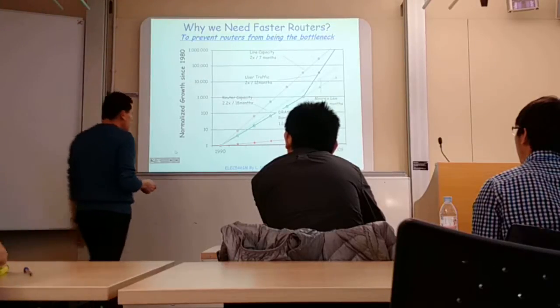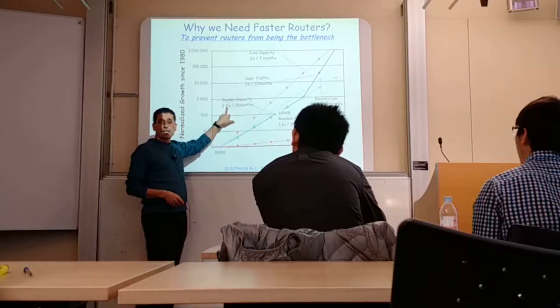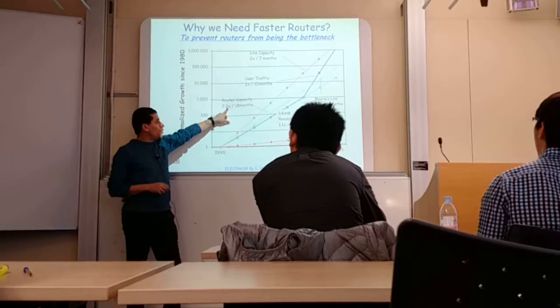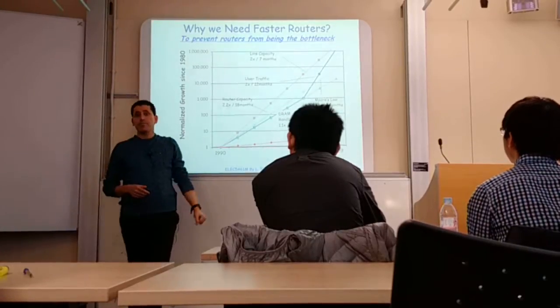Now, what is left, this line here, is router capacity. Router capacity is doubling roughly every 18 months. So it's not keeping up with the links and the user traffic, okay?